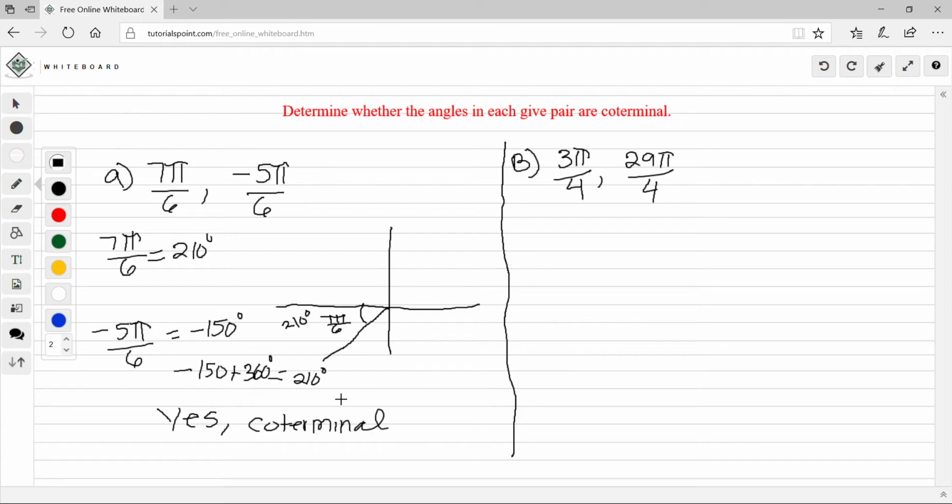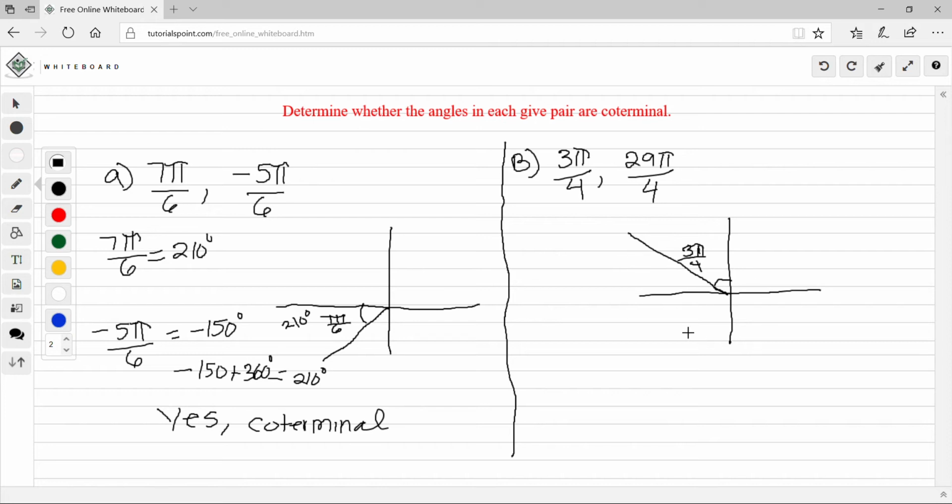Okay, let's do B, 3 pi over 4. First let me draw it. So 3 pi over 4 is in quadrant 2. So it's right here. So this is 3 pi over 4. Now, is 29 pi over 4 coterminal with that?